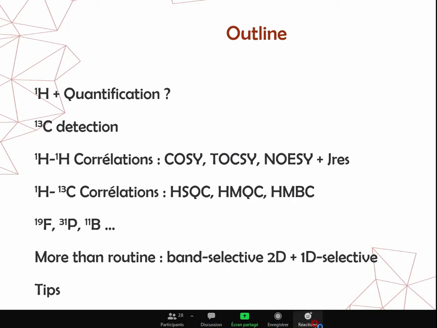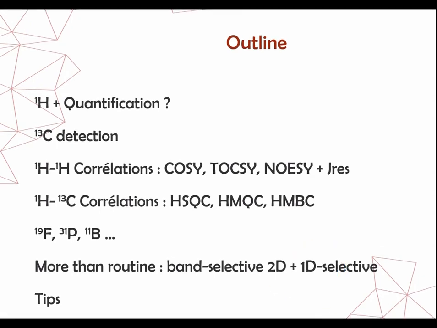the NMR experiments, and the most usual ones, proton and carbon-13 spectra, but it will be very quick. Then I will focus on the two-dimensional correlation experiments, homonuclear correlation first, and then heteronuclear correlations. Then a few words about other nuclei, the most frequent of them being fluorine, phosphorus, or boron. And then more special experiments.